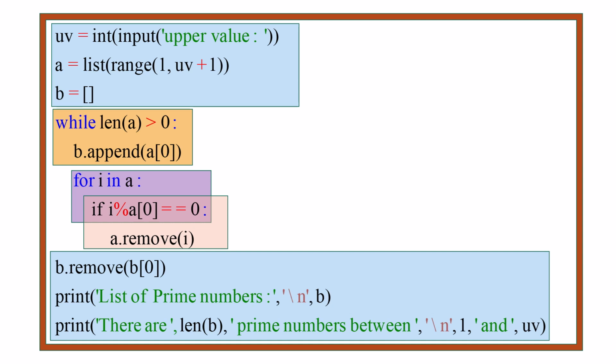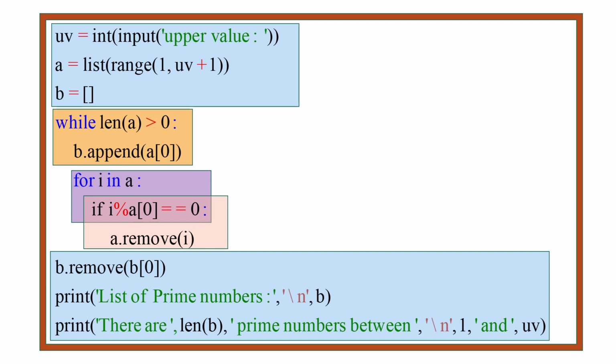And the same process repeats. It's going to take the number 3 and divide every element of list A by 3. The remainder is 0. It will eliminate that element. And then it will go through the entire loop and repeat the process for the next number, which would be 5 in our case. And it continues until list A becomes empty. When list A becomes empty, that's when the loop will stop.